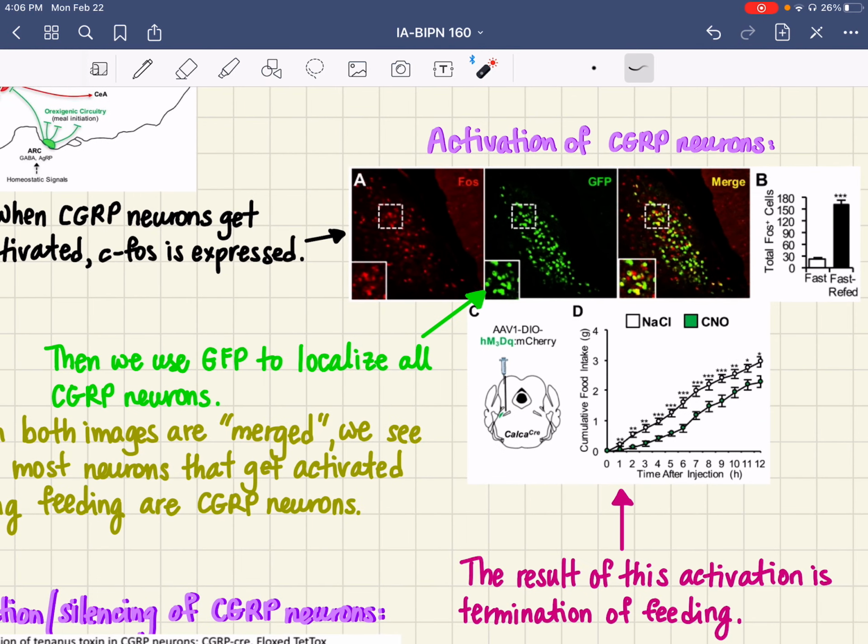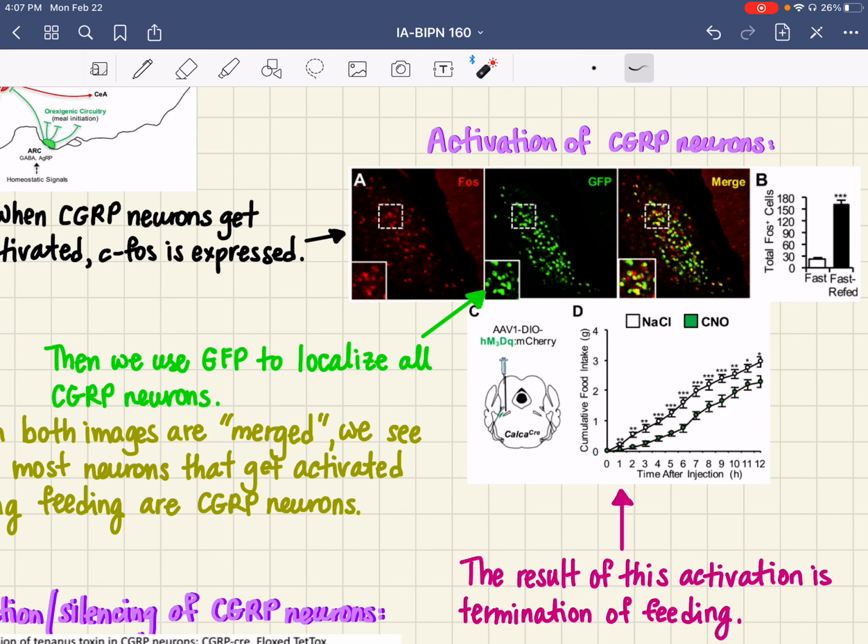Okay? And then this part of the study, or I think it's the same study, just a different experiment that they did, they have, I believe, inactivated the CGRP neurons. If I remember correctly, CNO is used to inactivate CGRP neurons, and when that happens, you see that there is much less cumulative food intake, according to this graph.